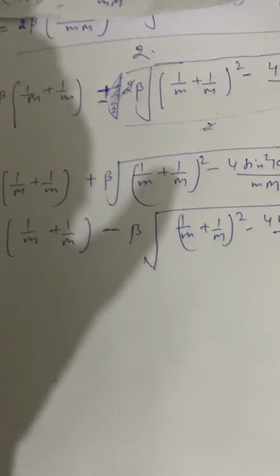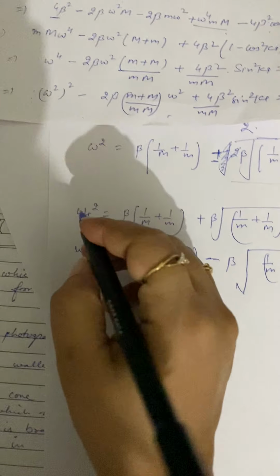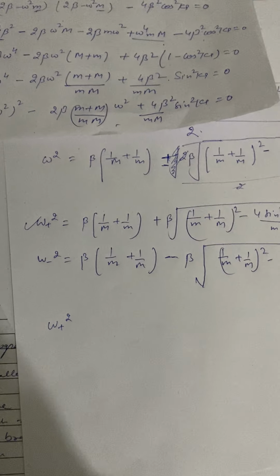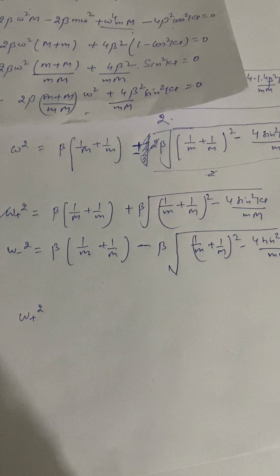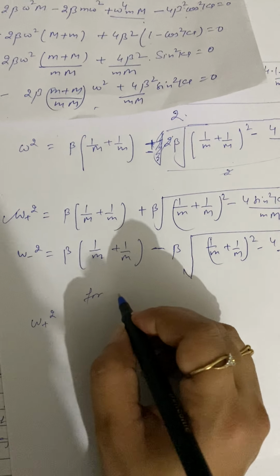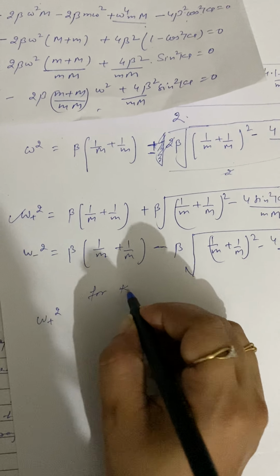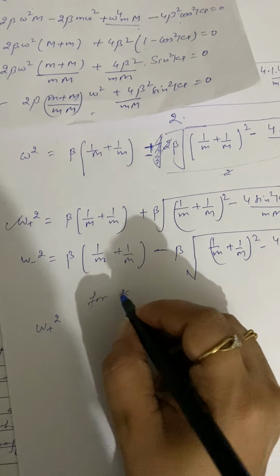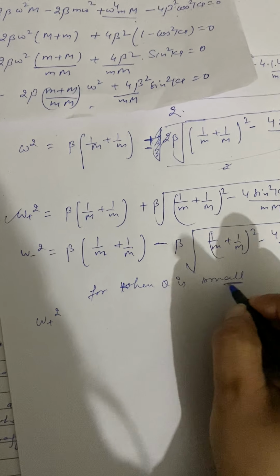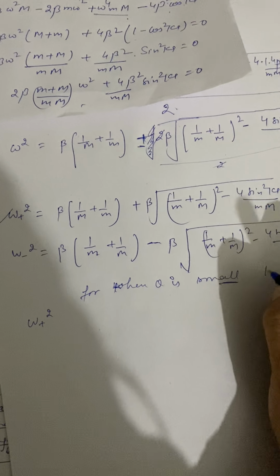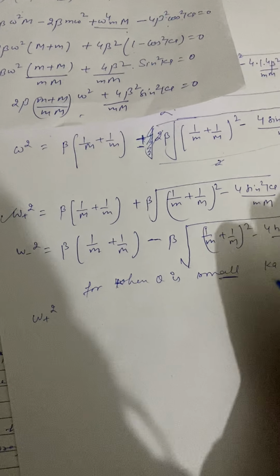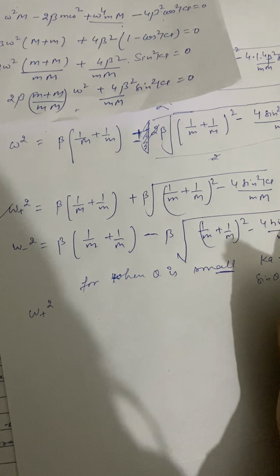So if we take this omega plus square, and when we calculate the value of omega plus square for the condition when theta is small, we can take theta equal to ka. When ka is much less than 1, sin ka will become approximately equal to ka.